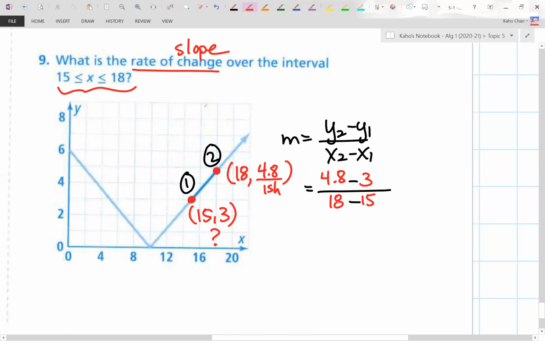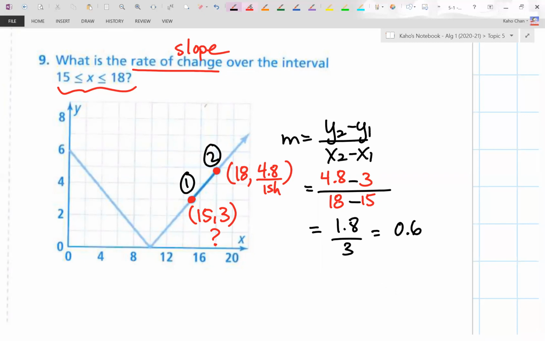We might as well finish this, I guess. 4.8 minus 3 is 1.8 over, oh my gosh, I can't believe this. What are the chances? 18 minus 15 is 3. No way. My rate of change looks like 0.6. That's assuming that my 4.8-ish is exact.